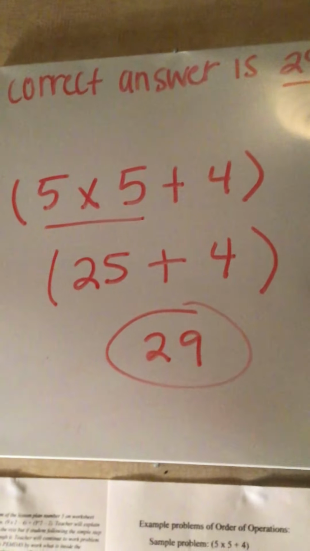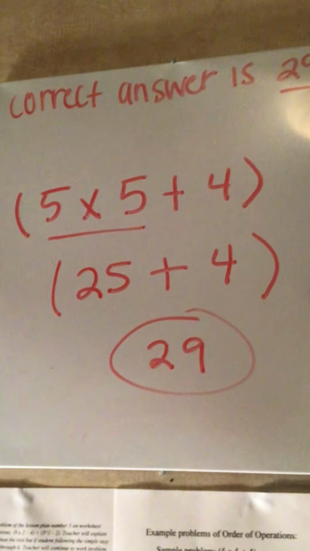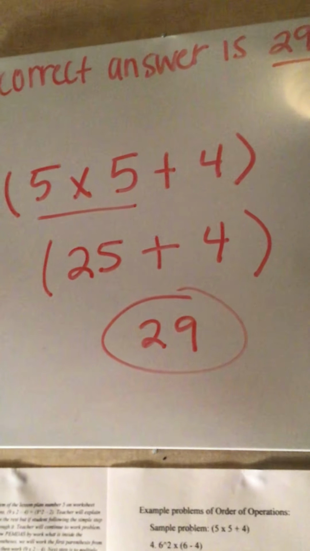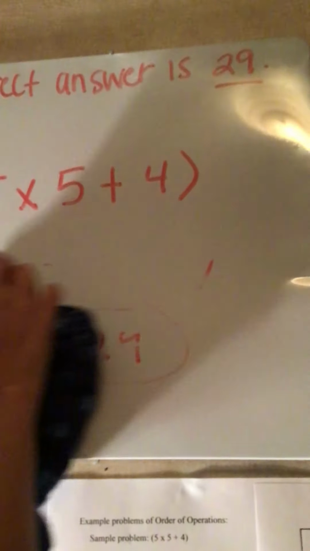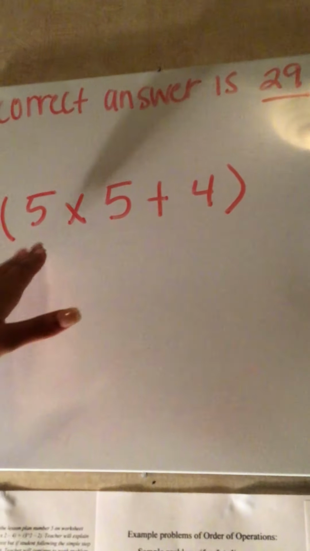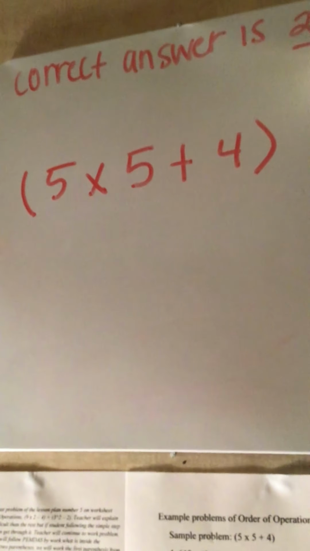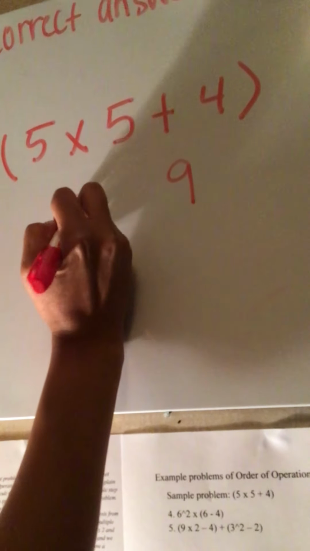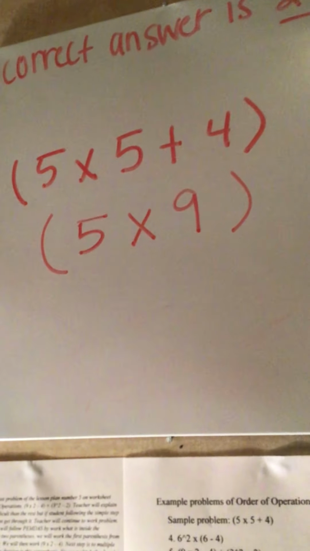Now I'm going to work this problem again, and I'm going to do it the incorrect way and show you that you don't get the same answer. So instead of multiplying 5 times 5, I'm going to add 5 plus 4. And 5 plus 4 is 9. I'm just going to bring my 5 and my multiplication sign down, and now my problem reads 5 times 9.